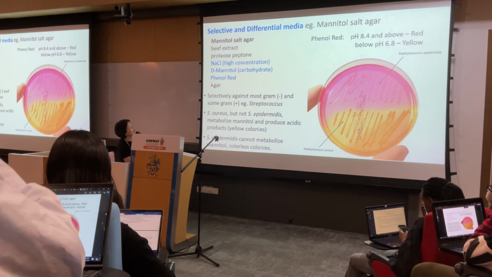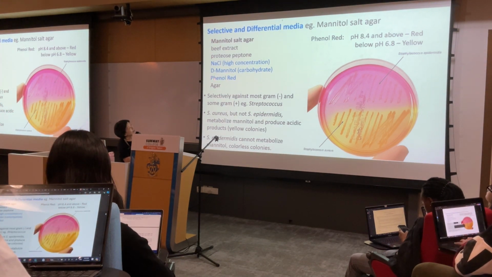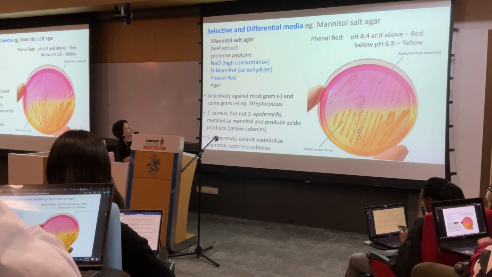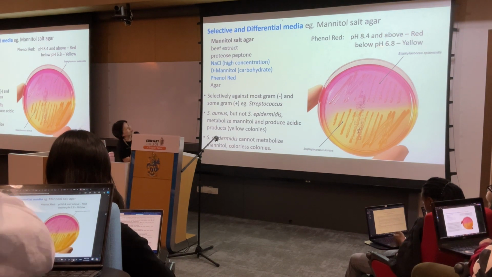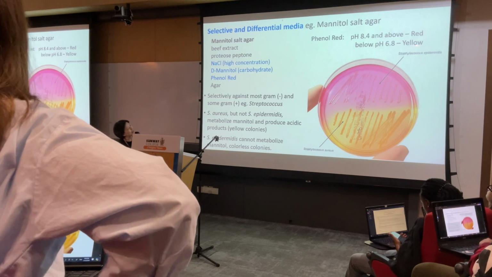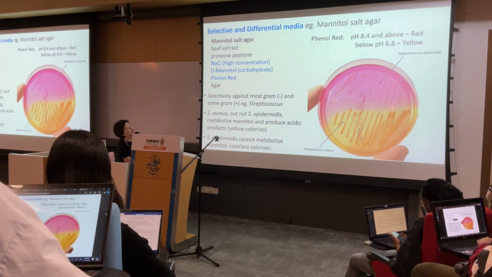medium. The reason is that they have included the indicator phenol red. So what does phenol red do? When you have pH 8.4 and above, you will get a red color. But if you have below 6.8, you have a yellow color. So meaning that this is acidic, this is alkaline, correct?